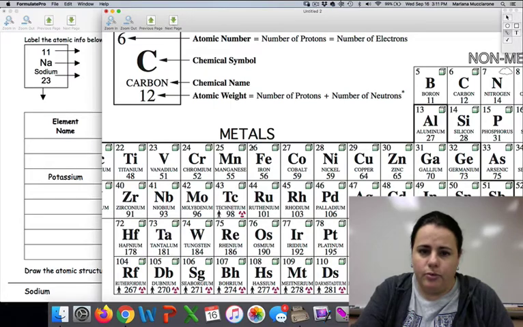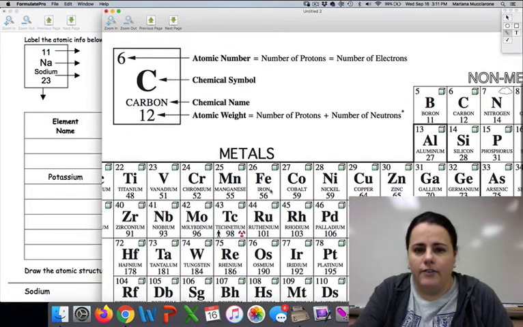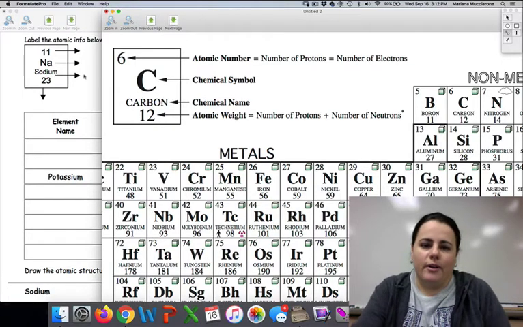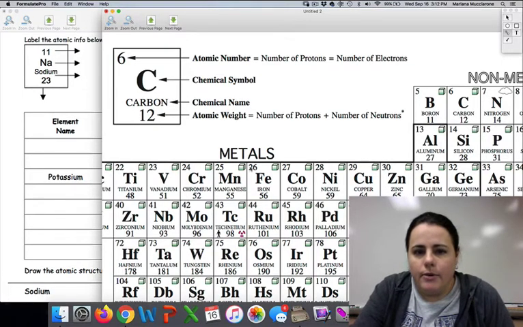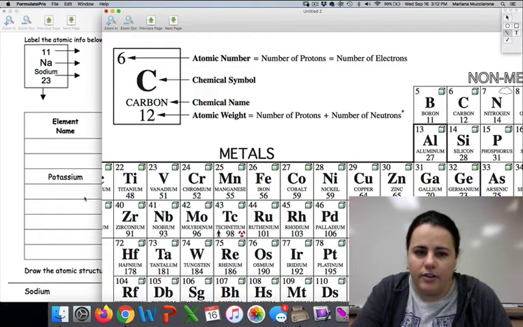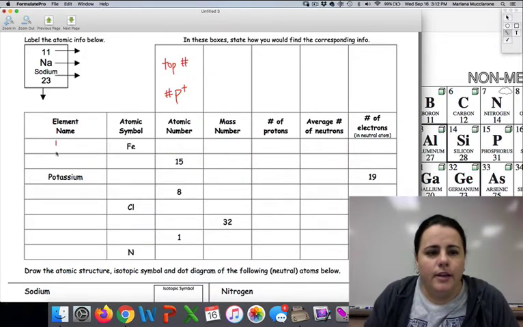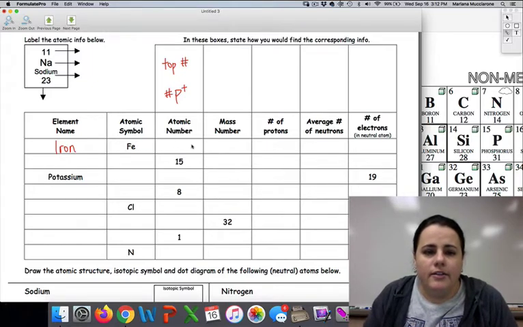The top number is 26, and the bottom number is 56. And if you need to refer to that, there's a sample labeled one right here, and you could actually fill that in for the one that I put on yours with sodium. So knowing that the top number is 26, the atomic number, and the bottom number is 56. So coming back here, we're going to fill in the information. The element name is iron. Its symbol is Fe. Its atomic number is 26.